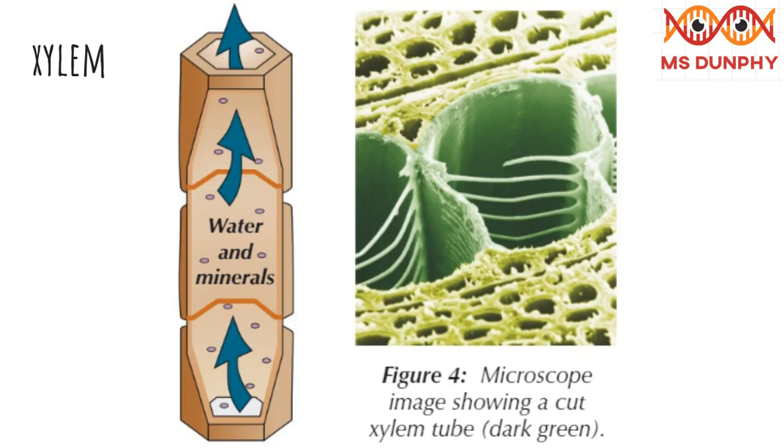Xylem tubes are made of dead cells, joined end to end with no end walls between them, and a hole down the middle. They're strengthened with a material called lignin. Xylem tubes carry water and mineral ions up the plant, from the roots to the stem and leaves. The movement of water from the roots through the xylem and out of the leaves is called the transpiration stream.